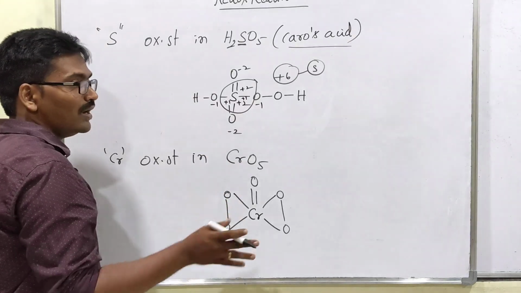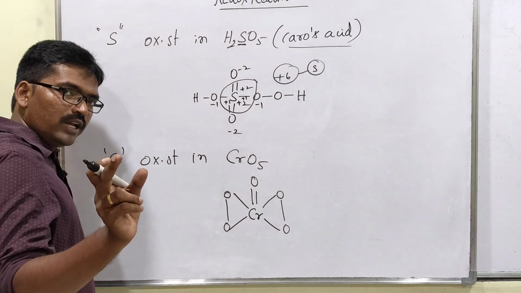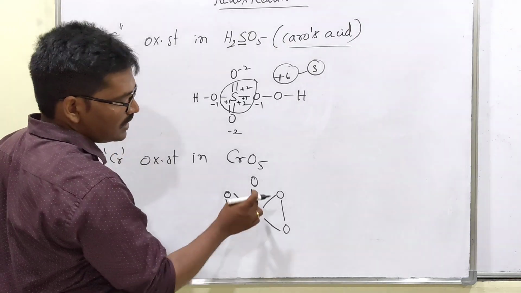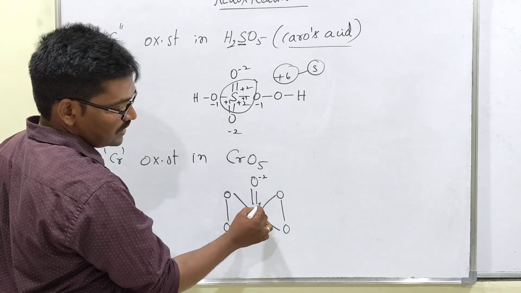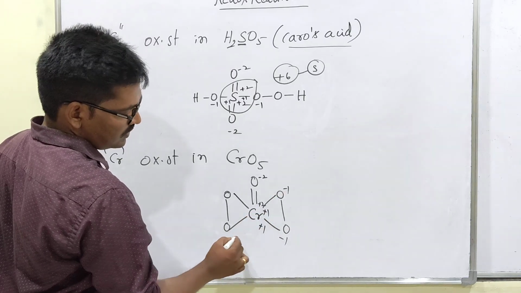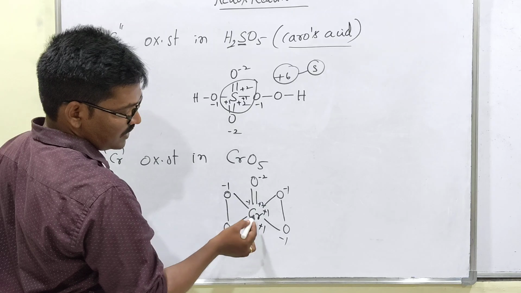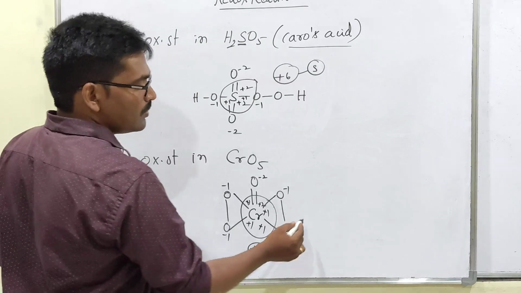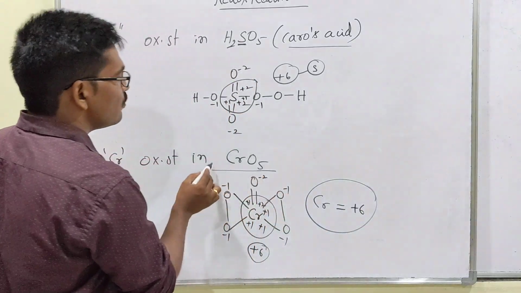So look, according to the concept we are discussing now, sir, wherever the covalent bond is there, the more electronegative atom gets -1, and the less electronegative atom gets +1. Here oxygen is -2 oxidation state because of 2 bonds, then +2 surrounded by that. Then here -1, +1, -1, +1, -1, +1, -1, +1. So total surrounded by this is +6. So chromium oxidation state is +6 in the CrO5 molecule.